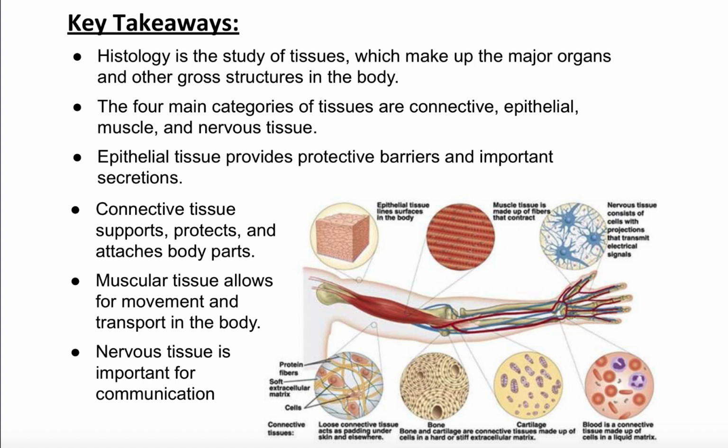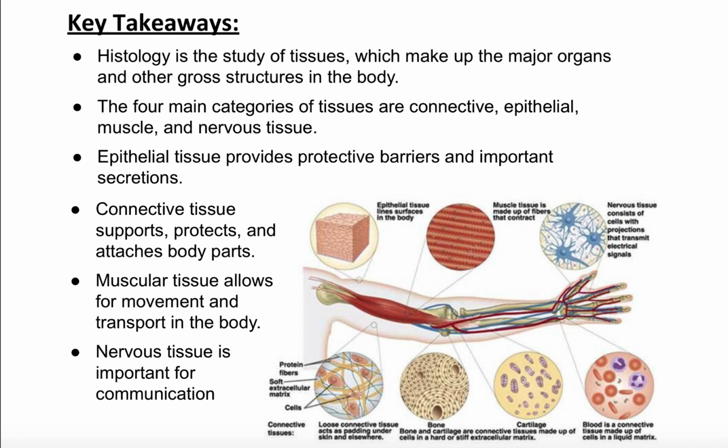So histology, just reminding you, is the study of your tissues, and your tissues are what make up your major organs and other gross structures. Now, if you forgot what gross means, gross anatomy doesn't mean ew, gross, but it actually means large anatomy that you can observe with your eyes without a microscope. There are 4 main tissue categories, which are connective, epithelial, muscle, and nervous. So I'm going to go a lot more in depth in those later on.